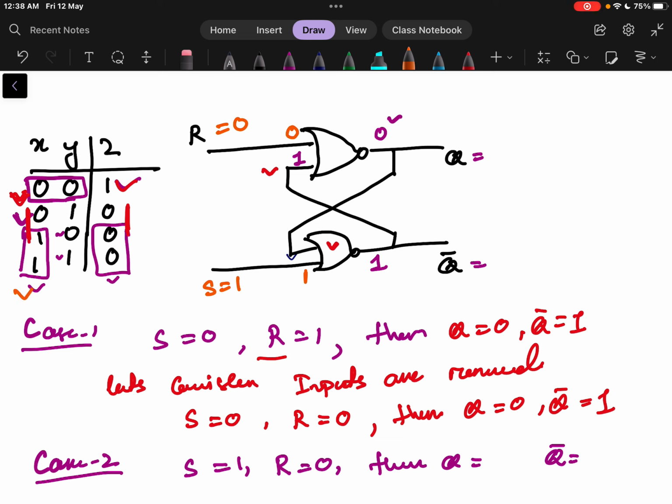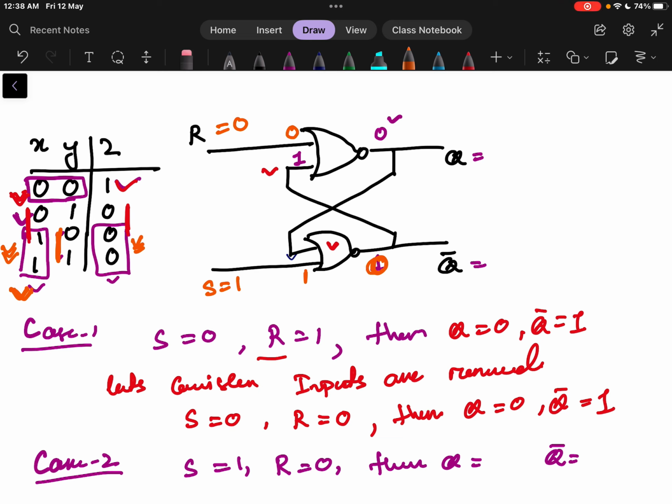So, we have seen in the table that if one of the inputs is equal to 1, then my output is fixed at 0. So, now this output will be equal to 0, fine. So, that will always be constant, because whatever the other input is, if one input is equal to 1, then the output is equal to 0.